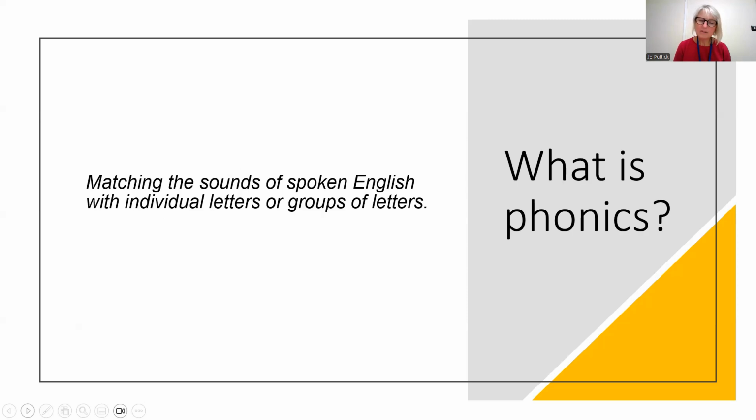One of the big elements that children have to learn about in school is phonics. Phonics is a very important element of children learning to read, and in the early stages of children reading, it is the most important aspect. We have to teach children to match the sounds of spoken English with letters and or groups of letters that represent those sounds.